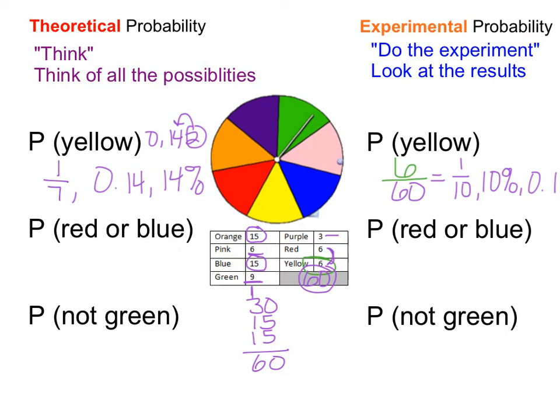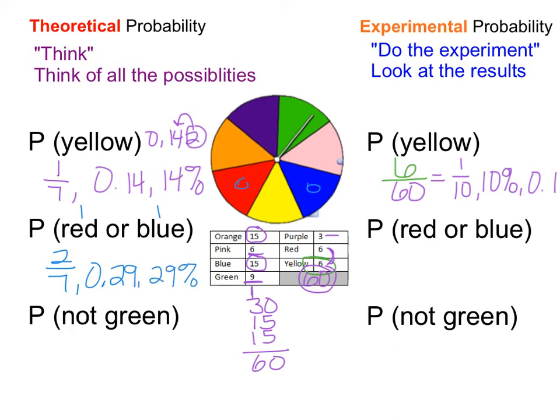So let's look over here. Sorry about that. How many times on here can I get blue? I can get blue 1 time, and I can get red 1 time. So that means 2 out of 7 is my theoretical probability. And 2 divided by 7 is 0.285, which I would round to 29, or 29%.